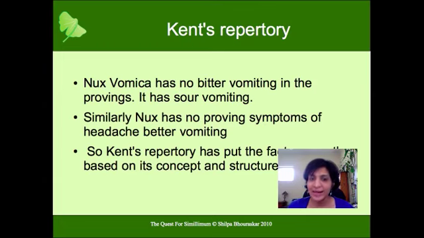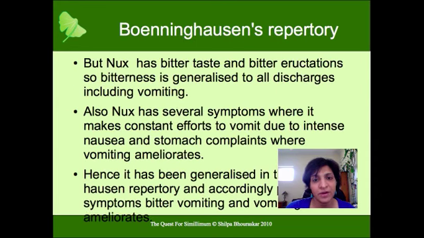So what's happened is Kent has actually put the facts quite correctly, because that was the concept and the structure of the repertory. Whatever you have in the provings, that exactly has been put in the repertory. However, Boenninghausen has a very different concept. In Boenninghausen, he has actually generalized. So what happens is, when nux has bitter taste and bitter eructations and bitter discharges, he has generalized bitterness, and that has been included under vomiting.